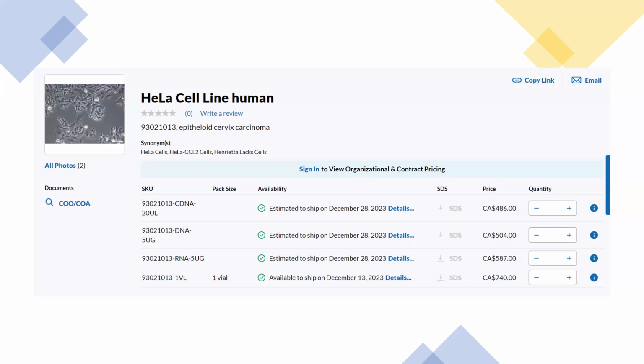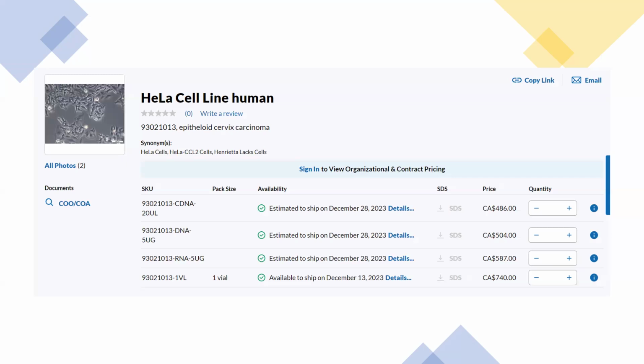So HeLa cell is not the only cell line. A lot of cell lines actually come from cancer cell origin, right? And we have different cell lines for different purposes. Okay. HeLa cell is popular because they have been studying it for so long that they know so much about it. So it's easier to manipulate.